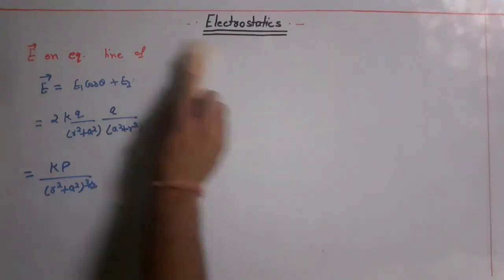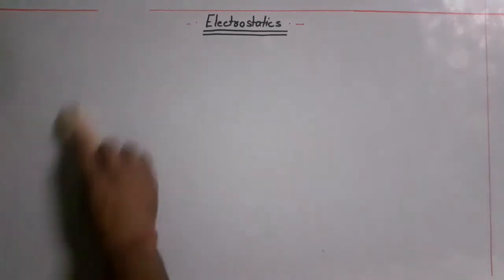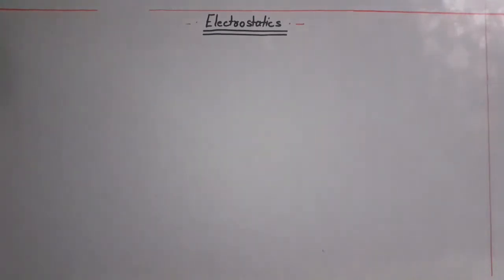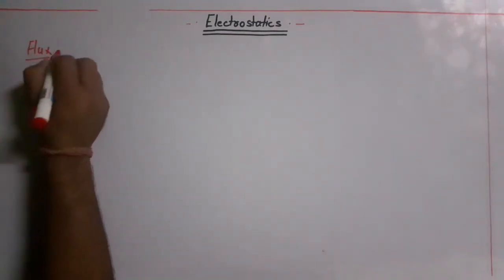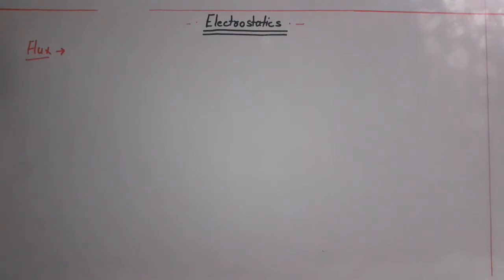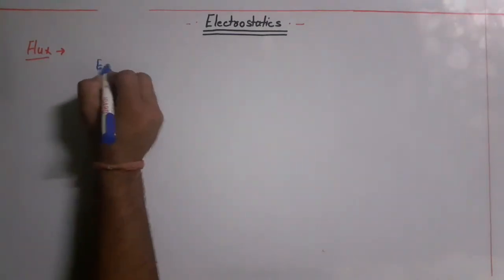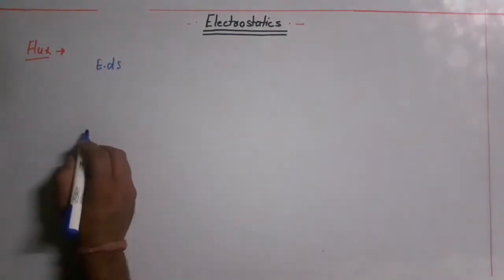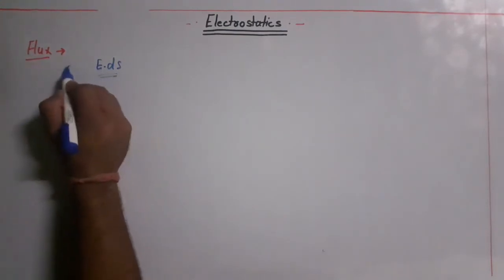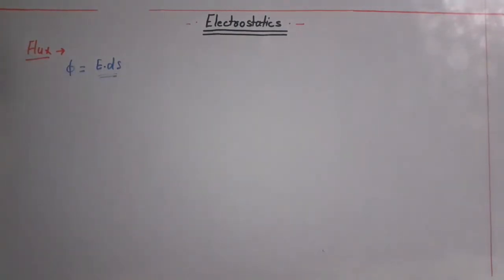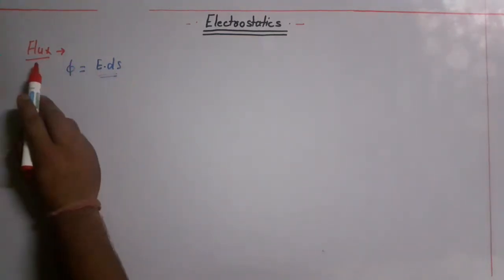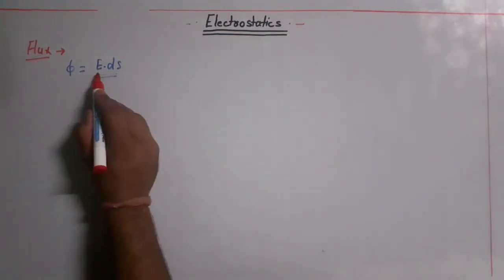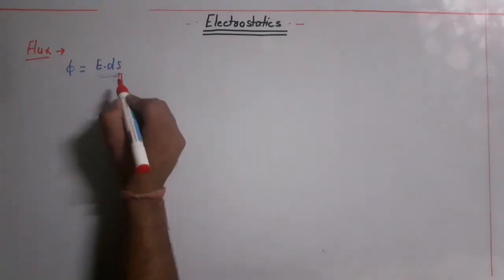Let's start our next topic. Our next topic is flux. So what is electric flux? Electric flux is the number of electric field lines crossing a unit area. This term is known as electric flux. Electric flux is the number of electric field lines crossing the given area.